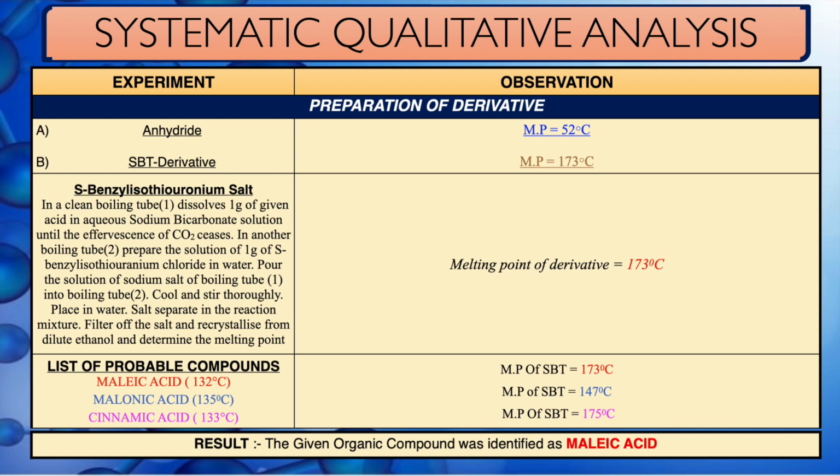But we know from our systematic analysis that the given compound is unsaturated and not a saturated one like malonic acid. And the given compound is aliphatic and not aromatic like cinnamic acid. So we say in our result that the given organic compound was identified as maleic acid.